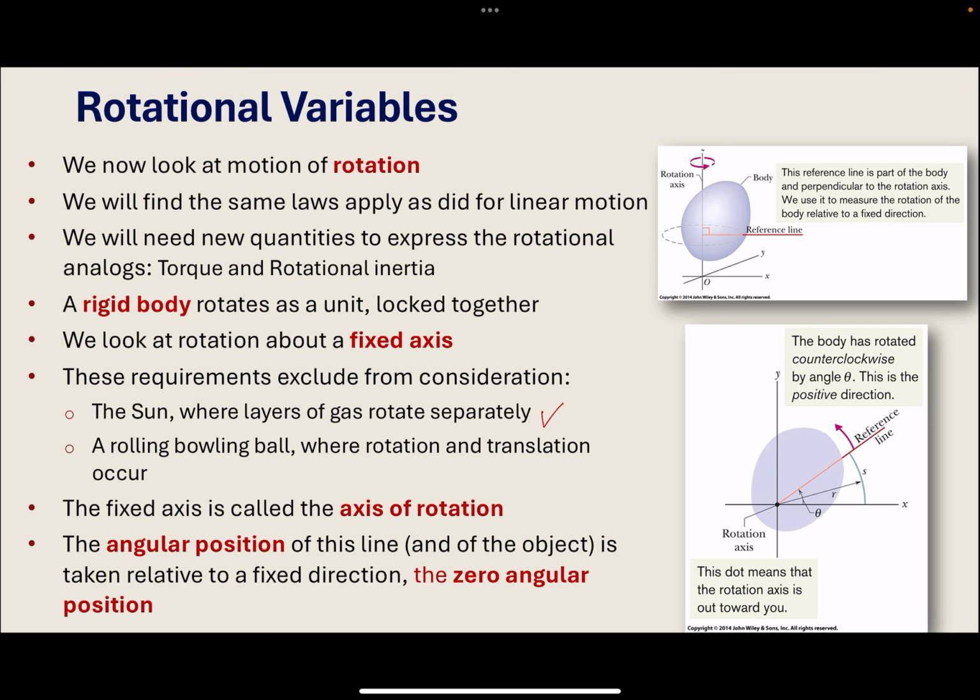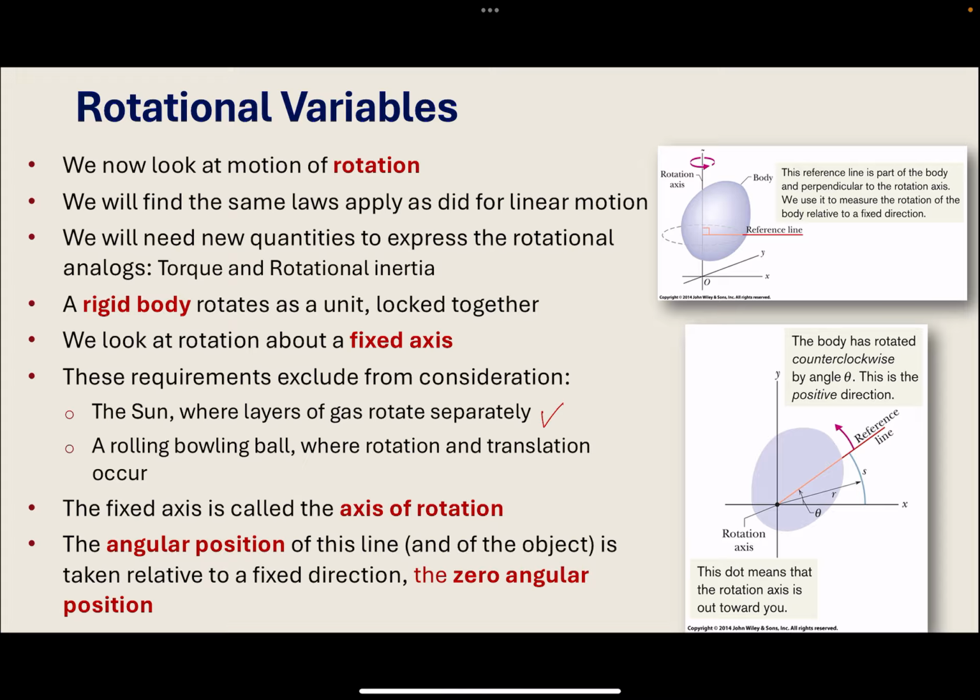Now, let's move into the core part of rotational dynamics, understanding the rotational variables. In translational motion, we have quantities like displacement, velocity, acceleration, and force. In rotational motion, we also have their counterparts, quantities like torque and rotational inertia. We are now looking at rotation, where an object spins around a fixed axis. Interestingly, the same laws that apply to linear motion also apply here. We just express them with rotational analogs. Force becomes torque, and mass becomes moment of inertia.